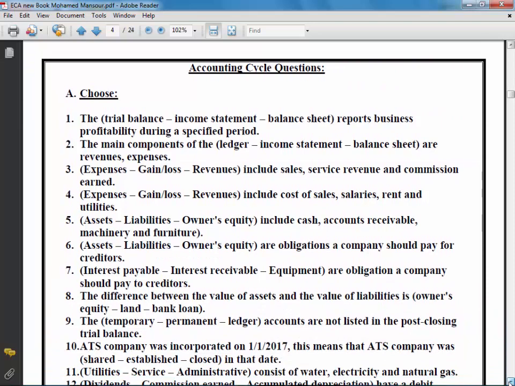The first page for the accounting style questions. The first question is choose. Number 1.